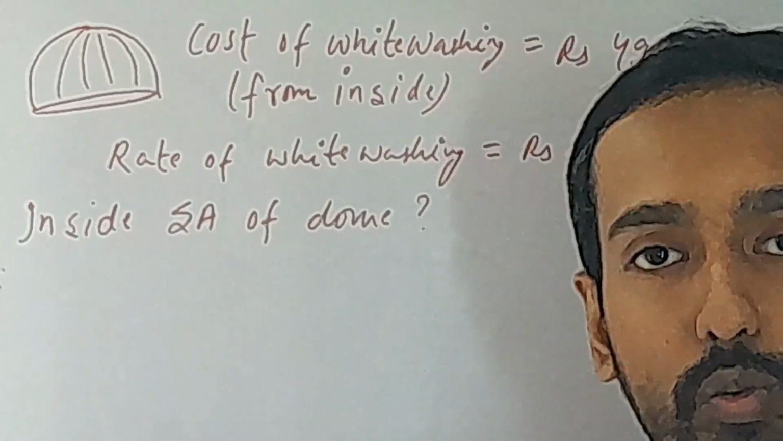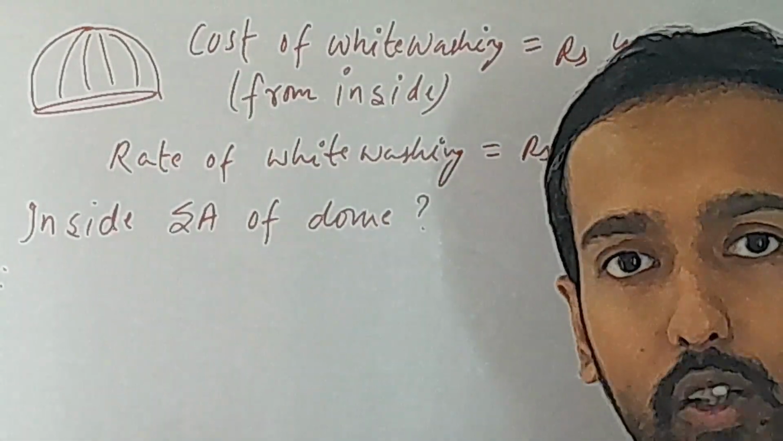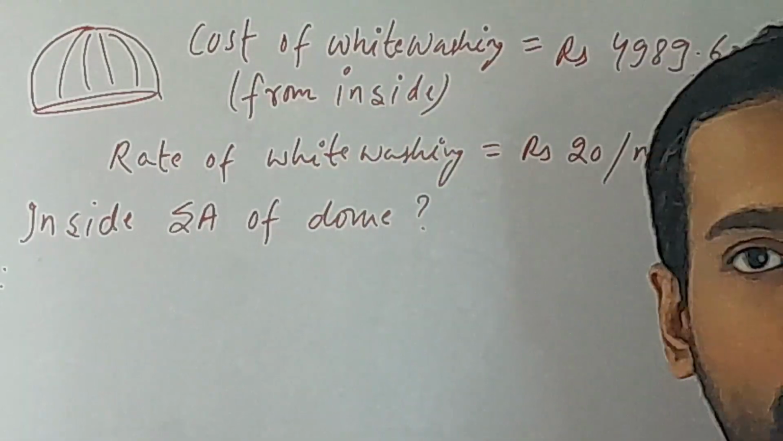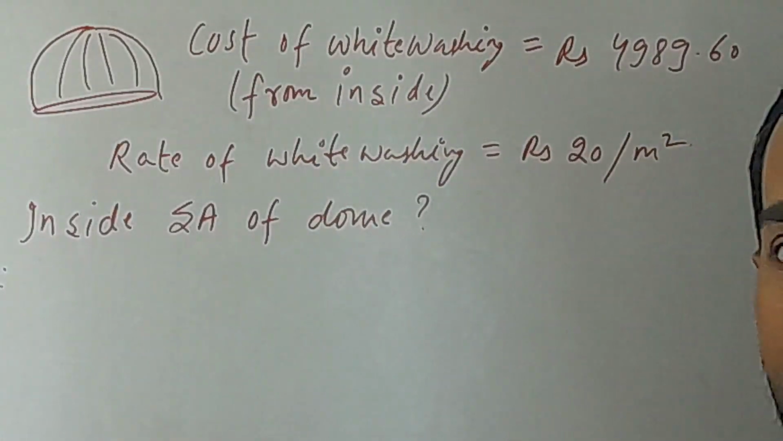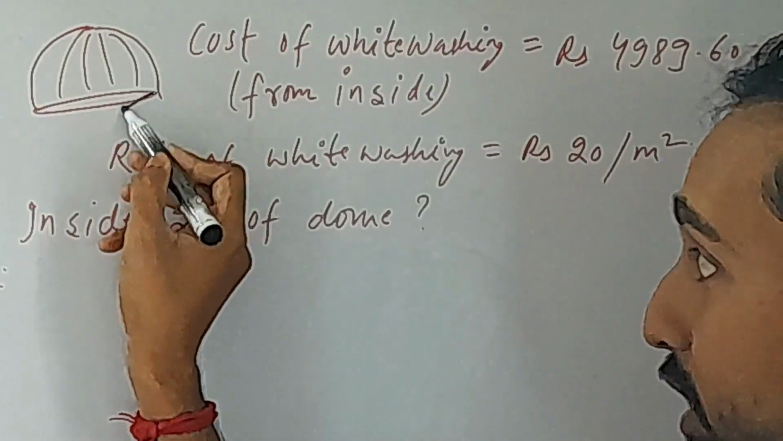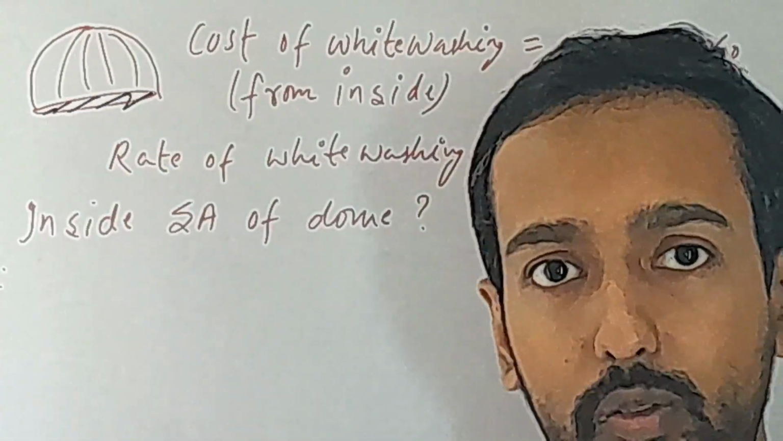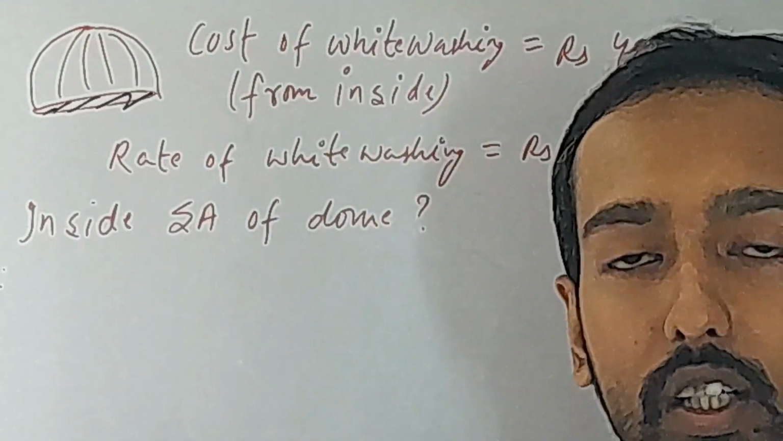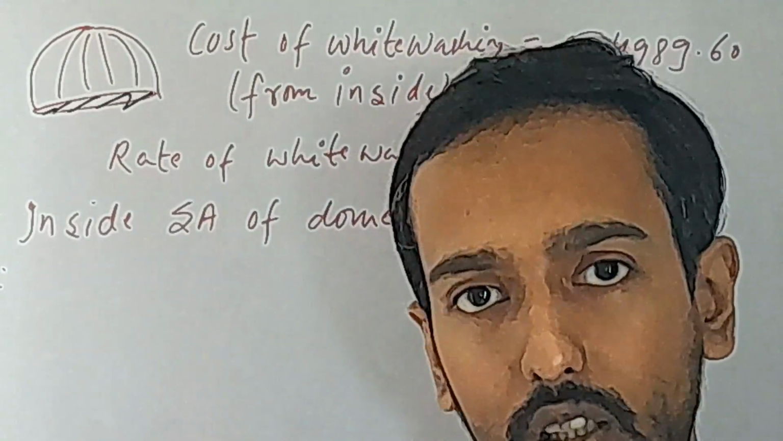So we will use the formula of the curved surface area, the lateral surface area of the hemisphere. We won't be using the total surface area, because in the formula of total surface area we also add the base of the hemisphere. Since we are not whitewashing the base of the hemisphere, we will be using the formula for the lateral surface area.